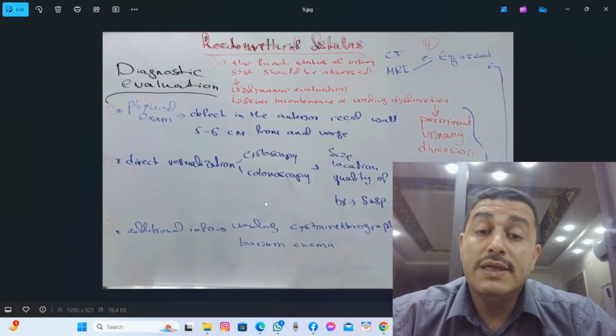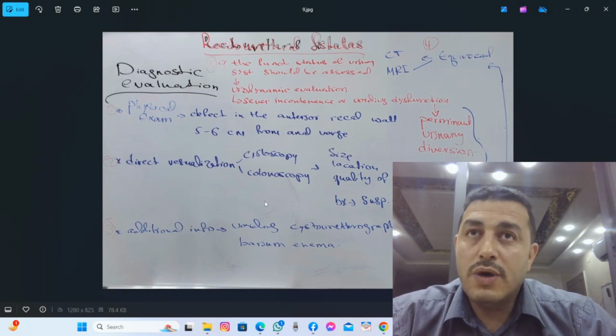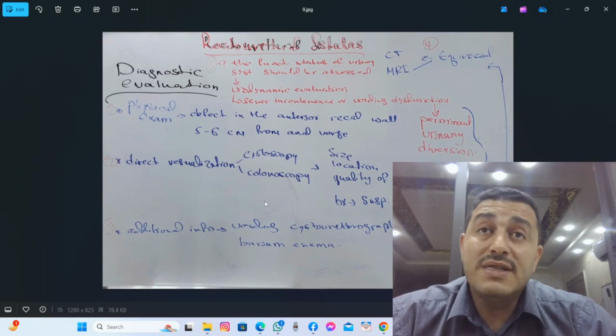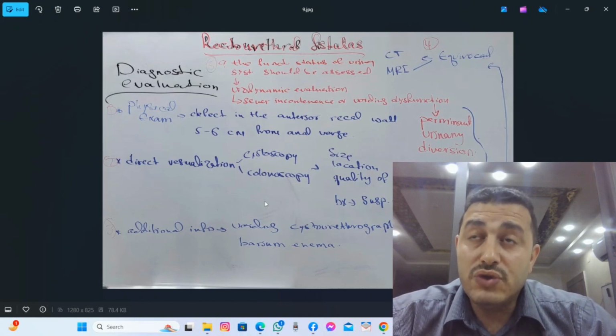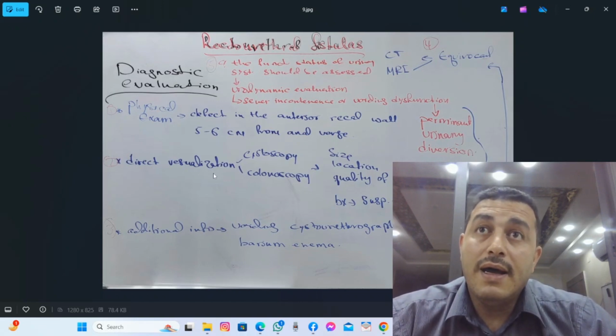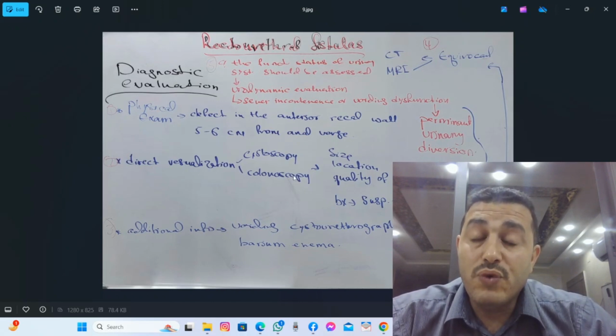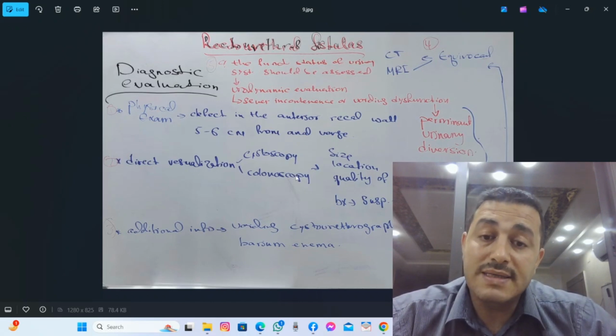We have to document the size, the location, and the quality of the surrounding tissue. This may also play a role in our treatment. Also, while performing these modalities of diagnosis, we have to do a biopsy if we have any suspicion for malignancy.